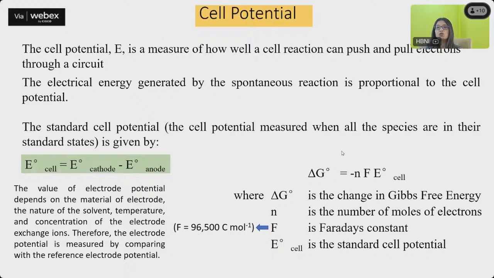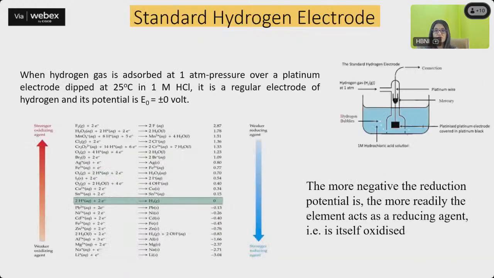So delta G0 is equal to minus nF E0. Delta G0 is the change in the Gibbs free energy, n is the number of moles of electrons, F is the Faraday constant, which is given as 96,500 coulombs per mole. This is a more roundabout figure. And E0 cell is the standard cell potential. So this is how you get the cell potential.